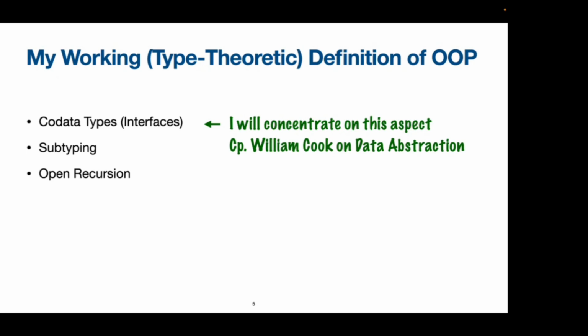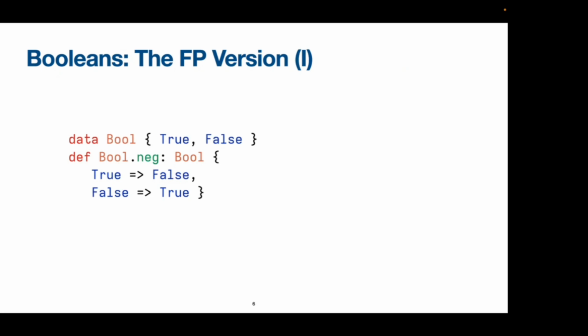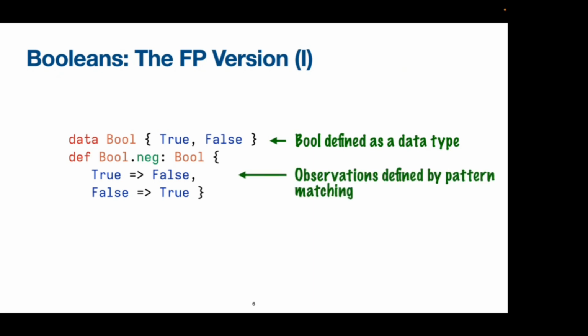And to give you some context, this is very close to some of the articles that were written by William Cook on the nature of data abstraction. So let's start with a concrete example, the Booleans in the functional programming version. So here we have a data type of Booleans, which can either be true or false, and we have the negation function, which is defined by pattern matching. So the Booleans are defined as a data type, and negations or observations on Booleans are defined by pattern matching.